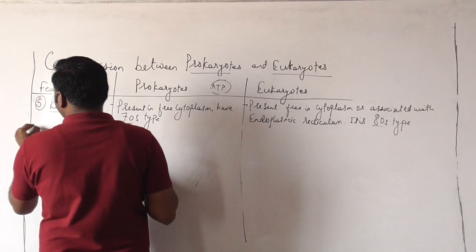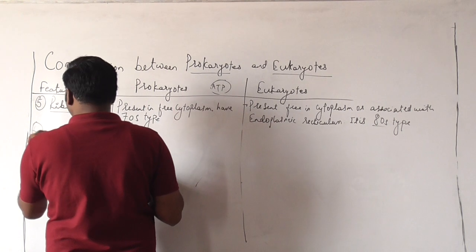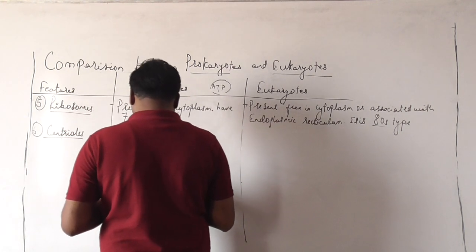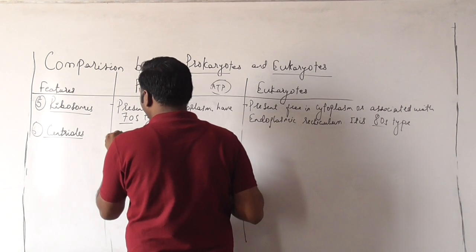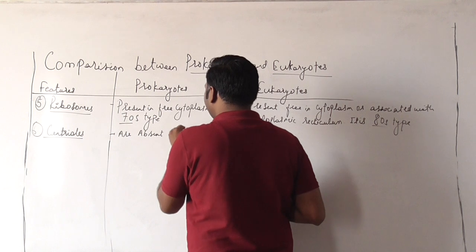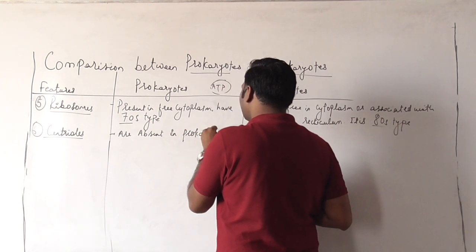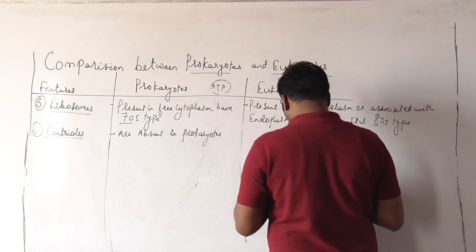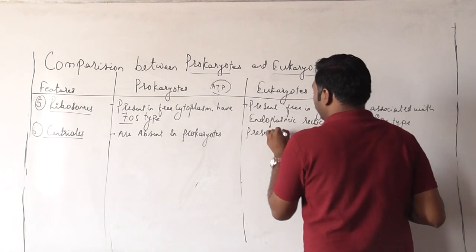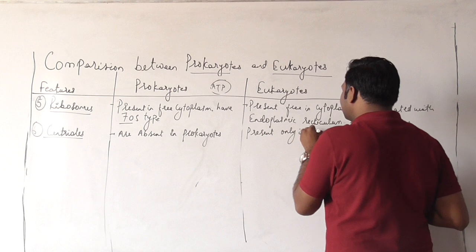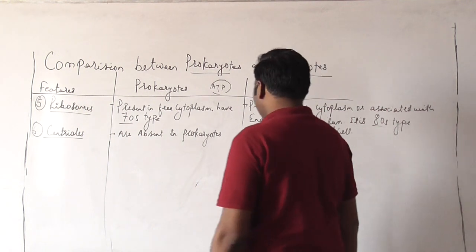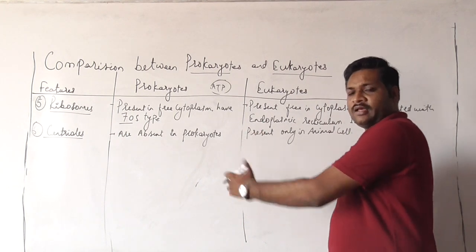The next characteristic feature is the centrioles. Centrioles are generally absent in prokaryotes. In the case of eukaryotes, they are present only in animal cells, because in plants they are absent. So centrioles are present in animal cells and absent in prokaryotes.